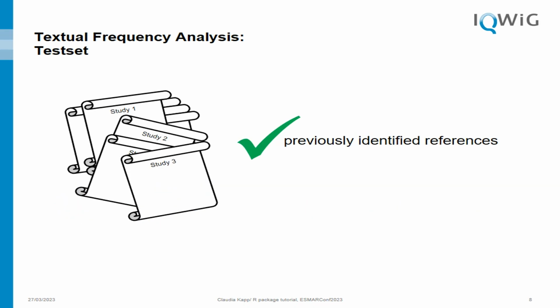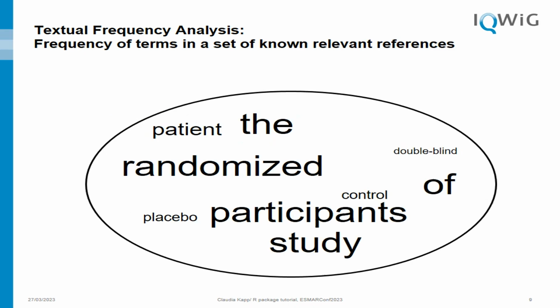Usually, a search strategy development starts with a test set of already familiar publications of studies. These serve as a gold standard. I will not go into detail on creating a test set here. This could be a complete presentation all by itself. Having identified a test set, the next step is the frequency analysis of terms in this gold standard of references.